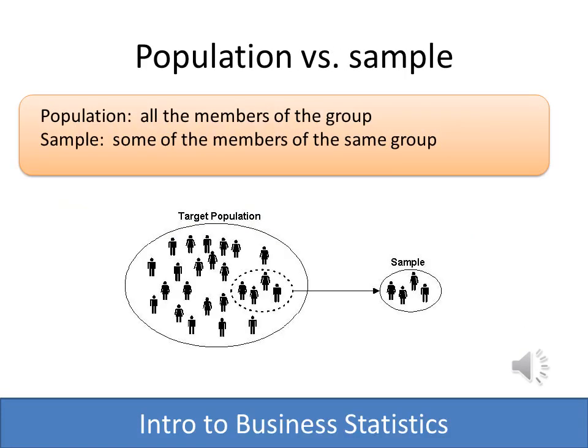All right, just to make sure we understand the difference, the population is all the members of the group. If my population were all the students at this college, that would be the population. The sample would be just some of the members, either taken at random, or there's various ways to sample that we'll learn as we go a little bit further in this class.